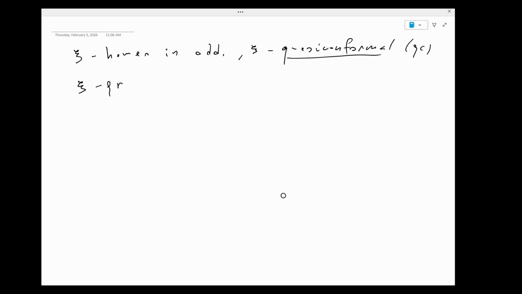So, oops. Yeah, if you have QR, then it is locally QC. So it's locally QC away from critical points.